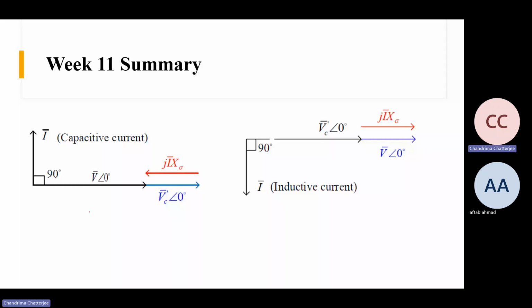Here two cases have been shown. The first one is when VC dash is greater than V. The output voltage of STATCOM is greater than the bus voltage. In that case, what happens? So this is VC dash and this black phasor is V. If we apply KVL, then what is the equation? The equation is V is equal to VC dash plus j I X sigma, where I is the current injected from the STATCOM.